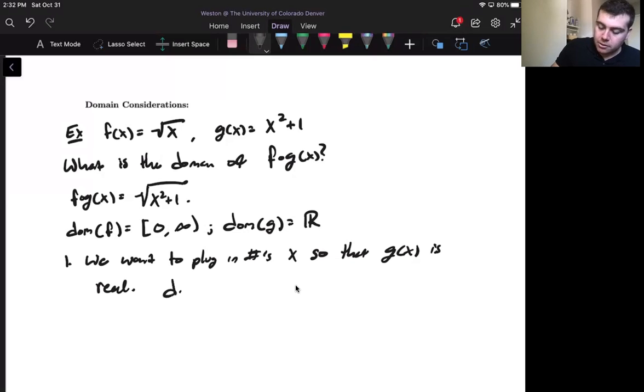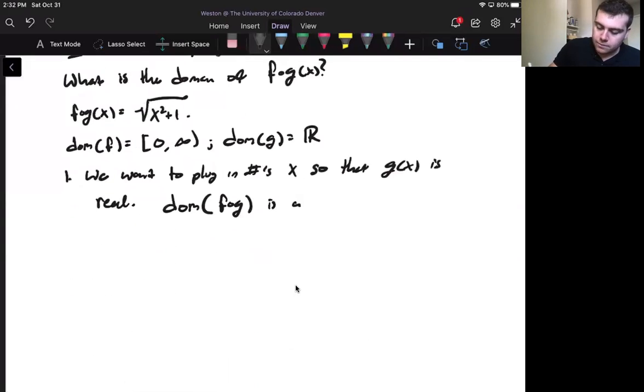So let's then notice that the domain of f composed g is a subset of the domain of g. That is, if a number is in the domain of f composed g, then it's also in the domain of g. And if a number is not in the domain of g, then it is not in the domain of f composed g.